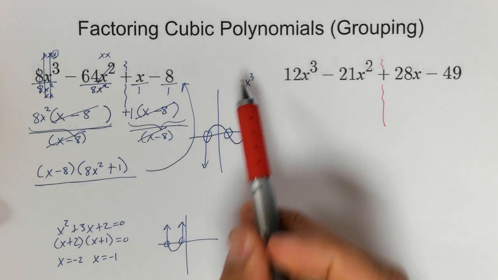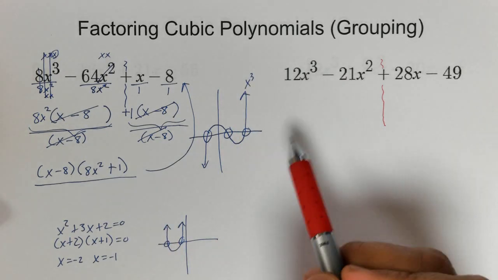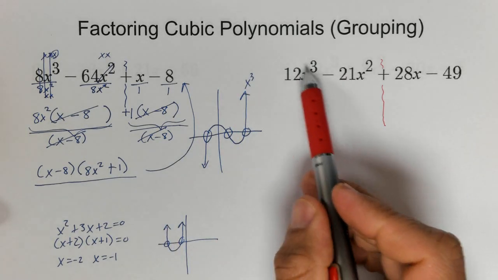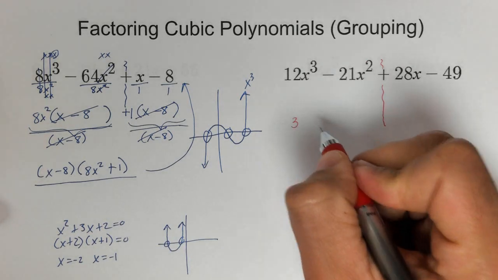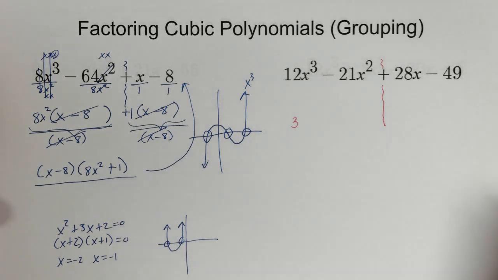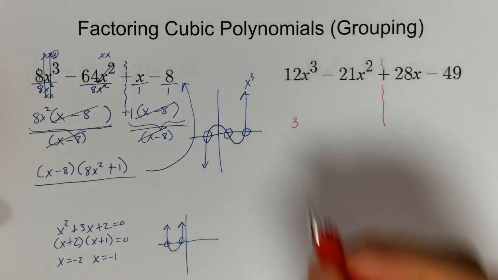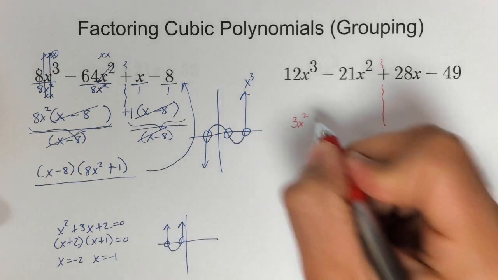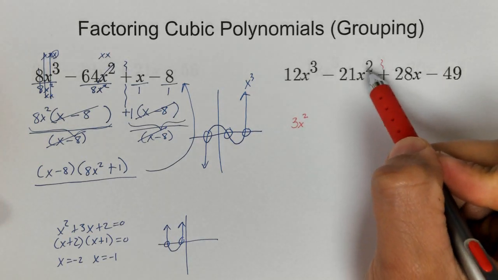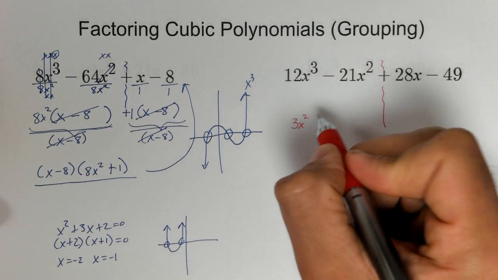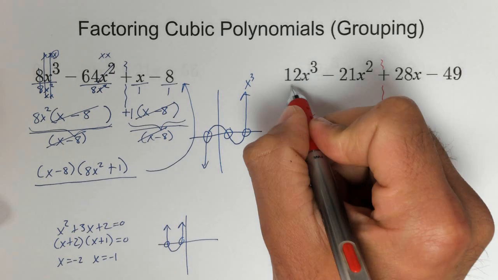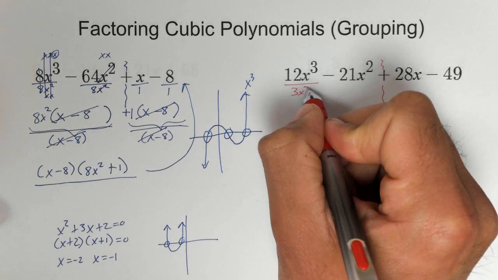On the left side, what do these two have in common? Well, 3 goes into 12 and 3 goes into 21. So 3 is my greatest common factor, as well as with my x squared, because there's an x squared in here and an x squared fits in here as well. So I divide both sides by 3x squared, my GCF.